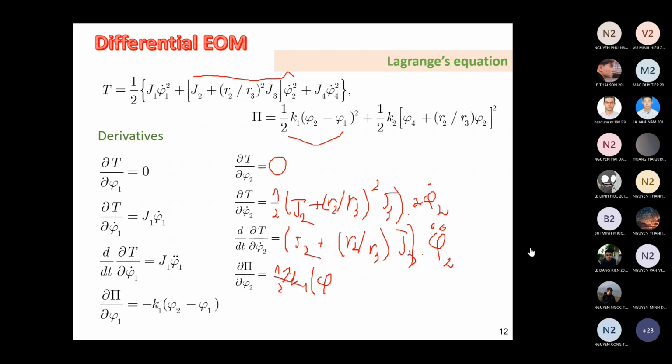Alo. Alo. Dạ cô nghe em không? Tôi chả nghe gì à?